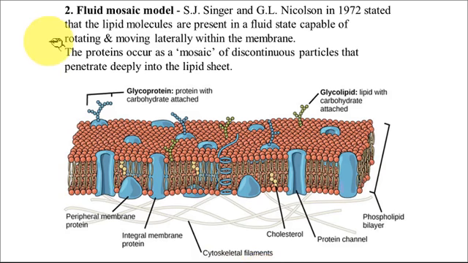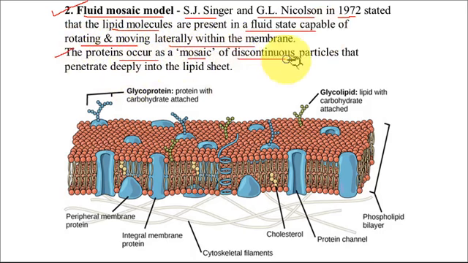Further, another model was proposed by S.J. Singer and G.L. Nicolson in the year 1972, which was named the fluid mosaic model. They stated that the lipid molecules are present in a fluid state, capable of rotating and moving laterally within the membrane, and the proteins occur as a mosaic of discontinuous particles that penetrate deeply into the lipid sheet.